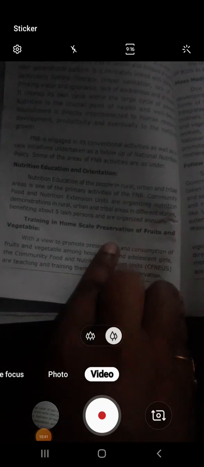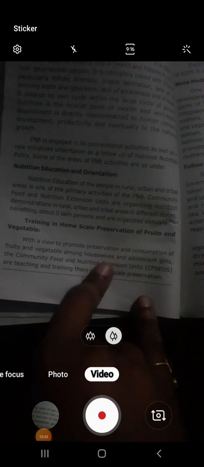There is also training in home scale preservation of fruits and vegetables, to promote preservation and consumption of fruits and vegetables among housewives, adults and girls. So they are taught and trained in home scale preservation.